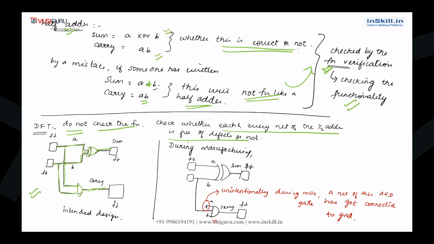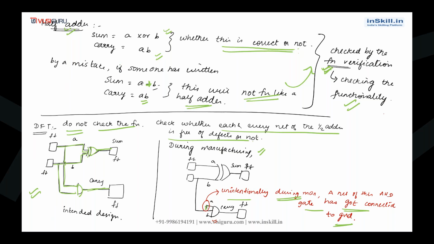Now suppose during manufacturing, unintentionally, the A net of this AND gate has got connected to ground like this. These things will be checked by the DFT engineer.